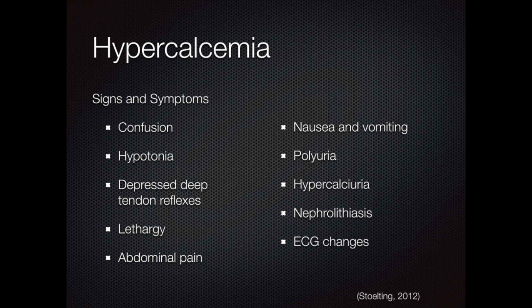Acute hypercalcemia is associated with neurological signs including confusion, hypotonia, depressed deep tendon reflexes, and lethargy. It also is associated with gastrointestinal symptoms such as abdominal pain and nausea and vomiting. ECG changes are also noted. Chronic hypercalcemia often presents with polyuria, hypercalciuria, and nephrolithiasis.